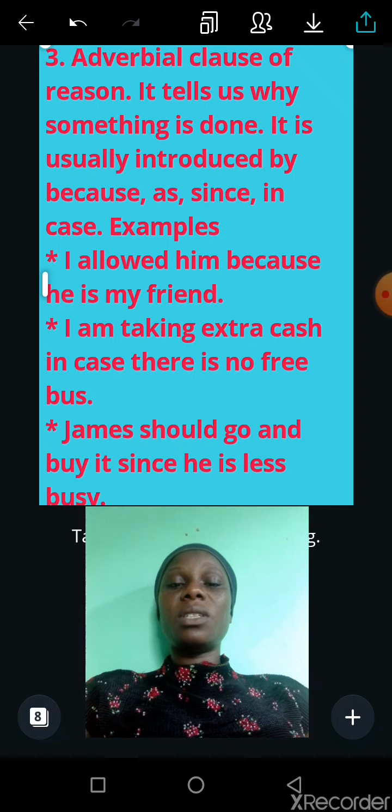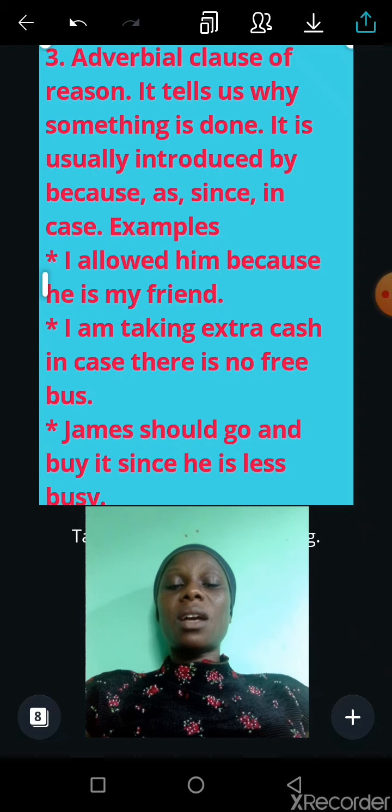Adverbial clause of reason. It tells us why something is done. It is usually followed by because, as, since, in case, and so on. Adverbial clause of reason tells us why something is done and is usually introduced by because, as, since, in case, and so on. Examples in sentences. I allowed him because he's my friend. Why did I allow him? I allowed him because he's my friend. Because he's my friend is my adverbial clause of reason.